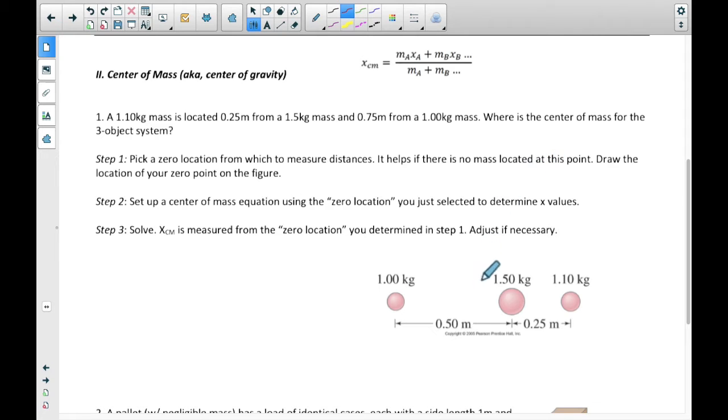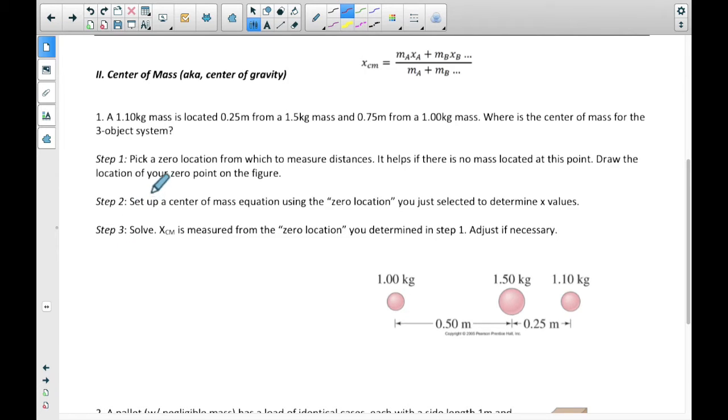You can probably use a little bit of logic and estimate where you think the center of mass is going to be. Notice this 1.5 is a lot bigger, so that's going to be throwing off the center of mass towards it a little bit. In any case, keep in your mind a logical place for the center of mass, and make sure at the end that you can compare that and it makes sense. Then I have 3 steps here for you to follow. How do you go about doing this?